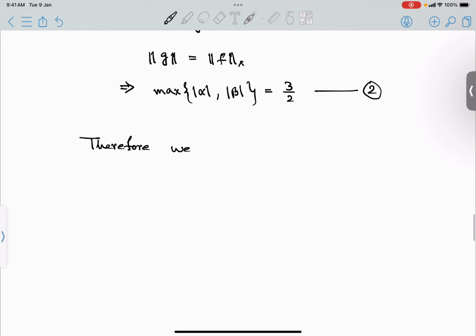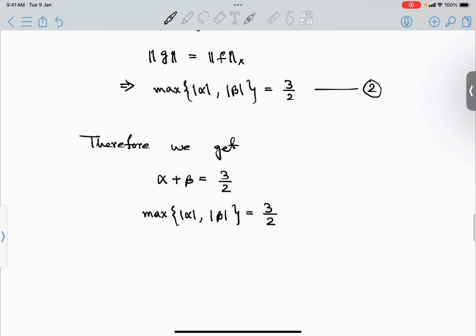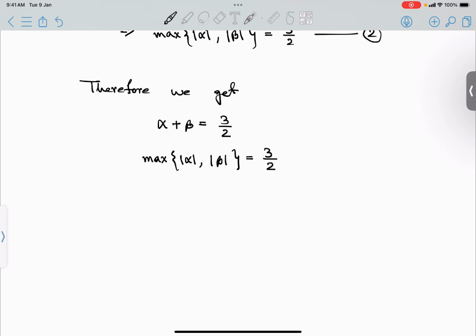Therefore we get alpha plus beta equals 3 by 2. This is condition 1. And the maximum of mod alpha, mod beta is 3 by 2. Now we have to solve these two for alpha and beta. What will be the possible values of alpha and beta?